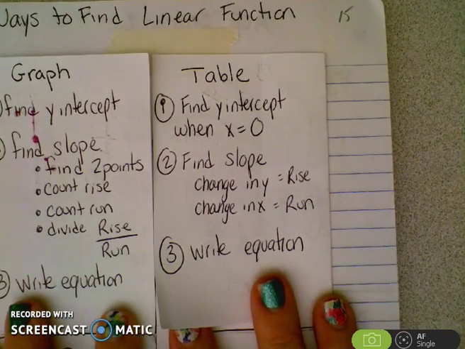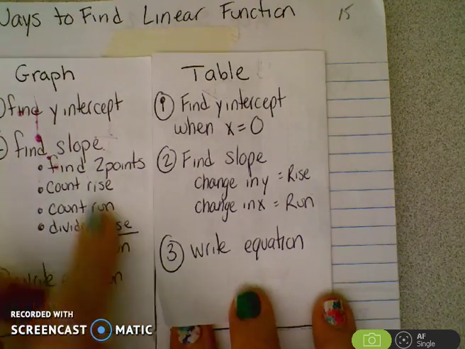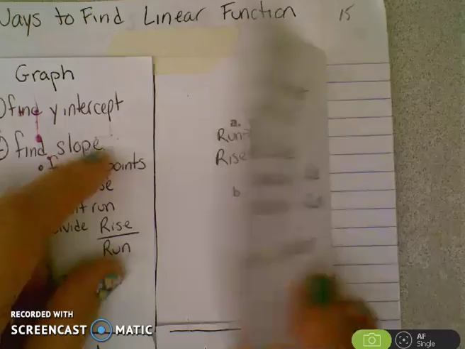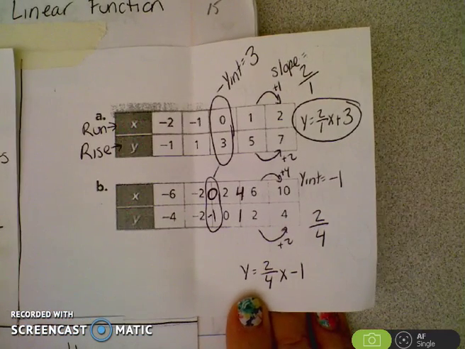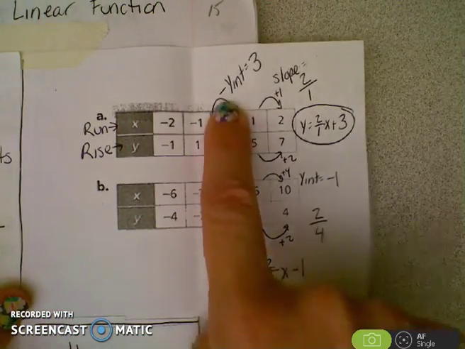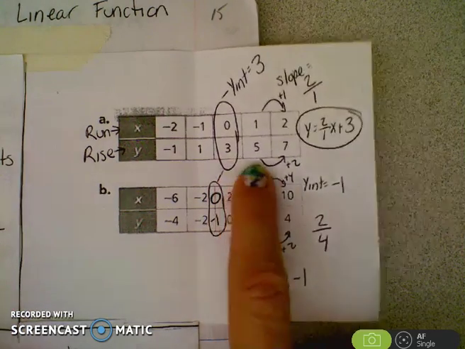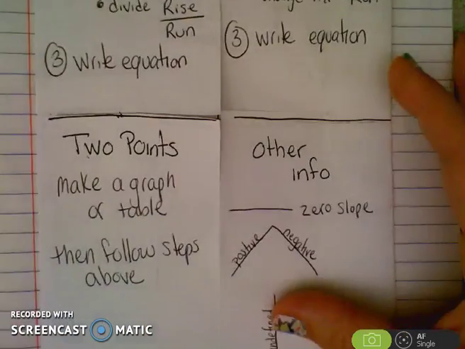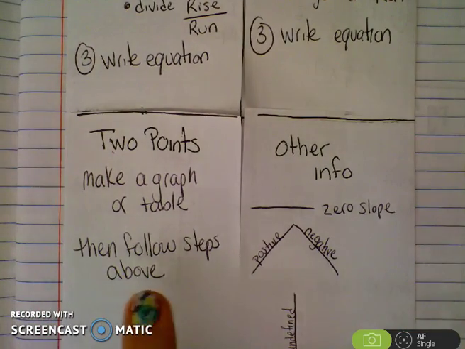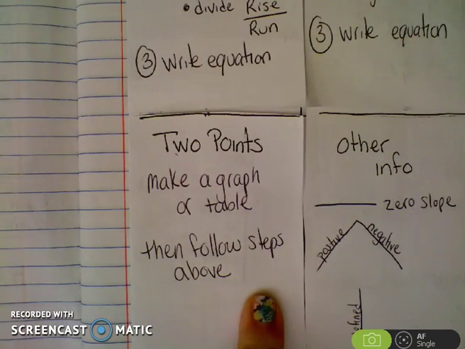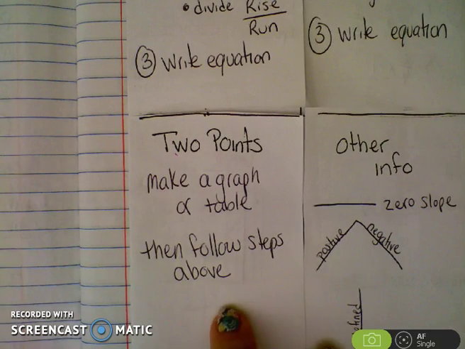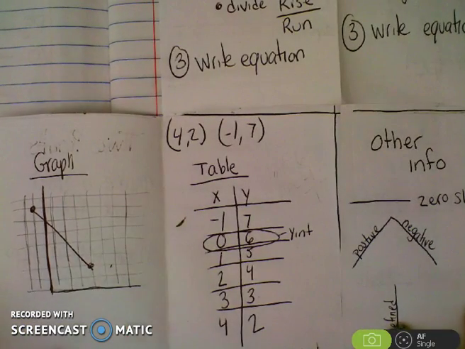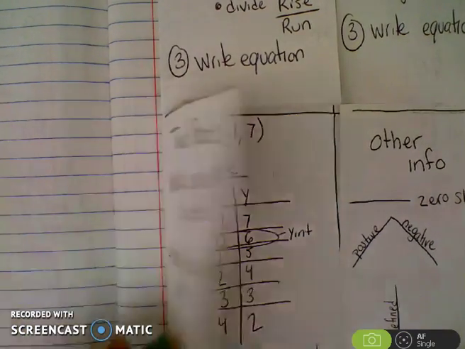If you're trying to use a table to write a linear equation, you want to find the y-intercept when x is 0, find the slope, and write the equation. So here's our work of finding the y-intercept when x is 0, finding the slope, and putting it into the equation. Some other helpful hints. Actually, another way to find a linear function is to use the 2 points, which is to make a graph or table and follow the steps from above. So here we did that for these 2 points.